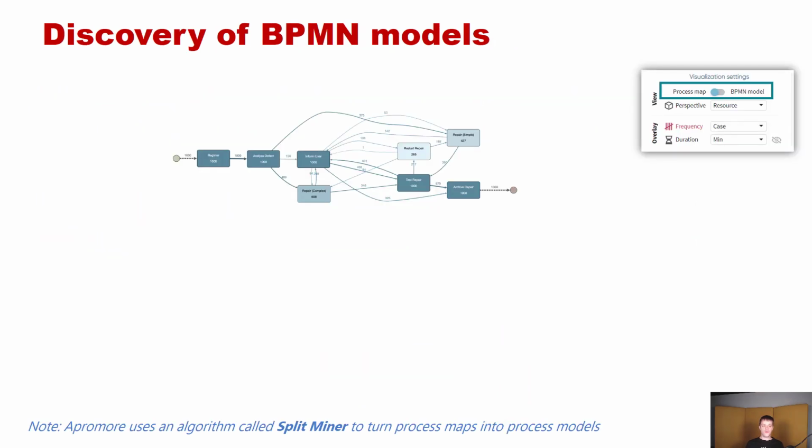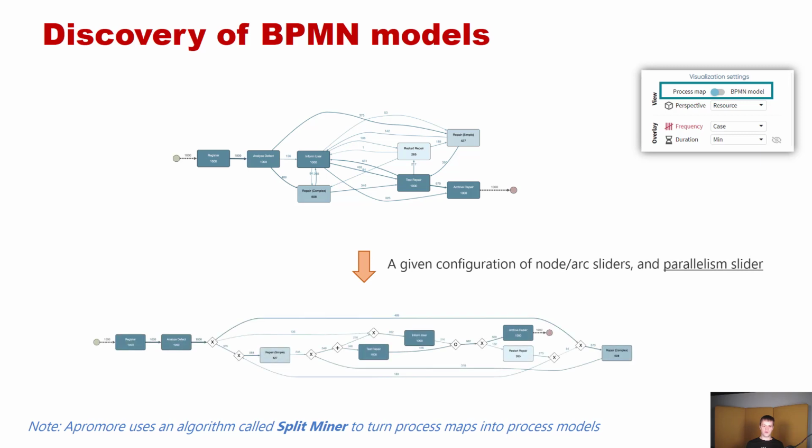In process mining tools that support the automated discovery of BPMN models, from the user's perspective, it's always quite simple. Usually it's just a matter of flipping a switch in the user interface to get from a process map to an actual BPMN model. This BPMN model is going to be created based on a given configuration of node and arc sliders and additionally a parallelism slider.